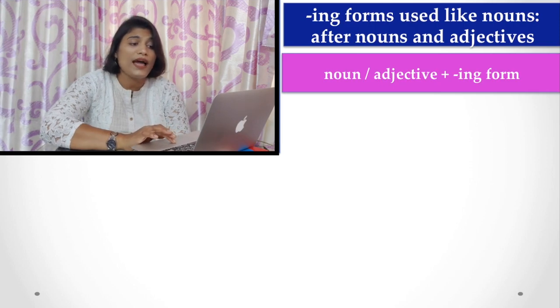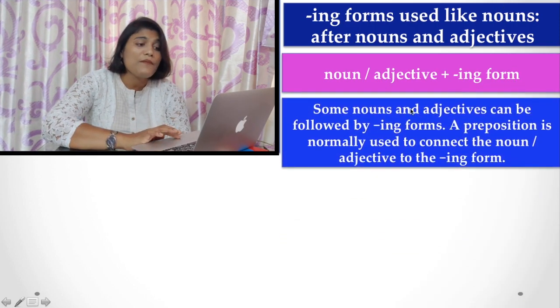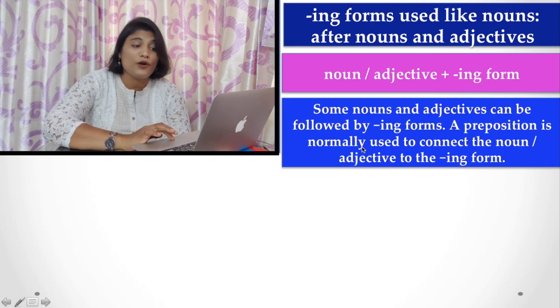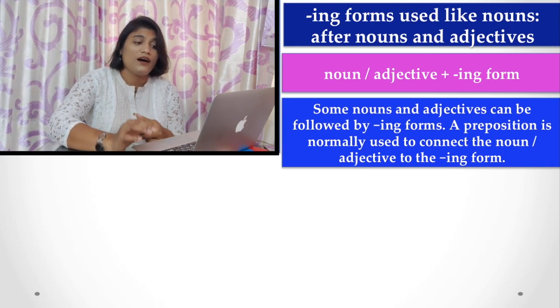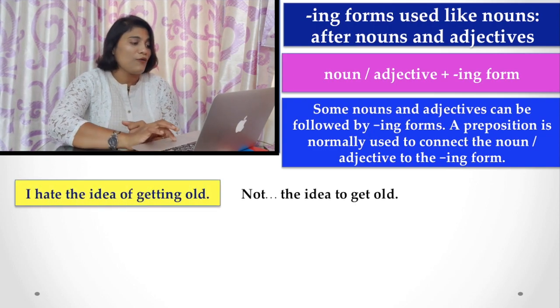Now, ing forms used like a noun can be used with adjectives or nouns, that is, noun and adjective plus ing form. How do you find them? Some nouns and adjectives can be followed by ing forms. A preposition is normally used to connect that noun or adjective to the ing form of the verb. Let's see the examples now.